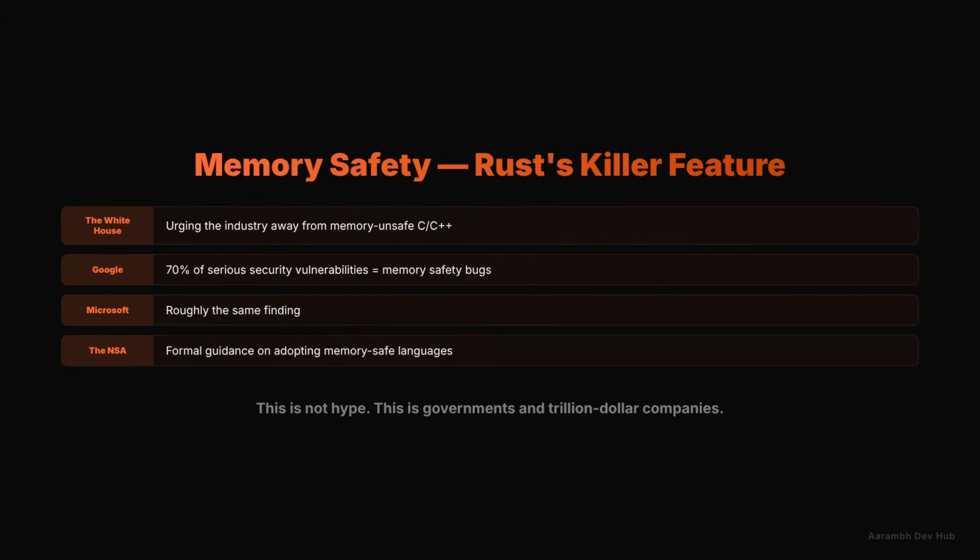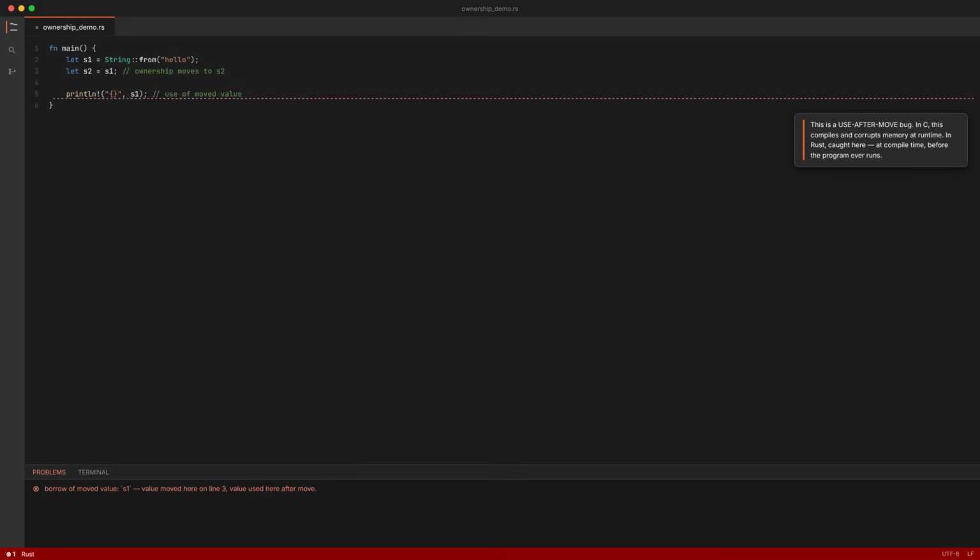Memory safety is Rust's killer feature. And in 2026, it matters more than ever. Let me give you the context. The White House released a report urging the technology industry to move away from memory-unsafe languages like C and C++. Google reported that 70% of their serious security vulnerabilities in C and C++ code are memory safety bugs. Microsoft said roughly the same thing. The NSA published formal guidance on adopting memory-safe languages. This is not hype. This is governments and trillion-dollar companies saying the cost of memory-unsafe C and C++ code has become unsustainable. Rust's ownership system directly addresses this.